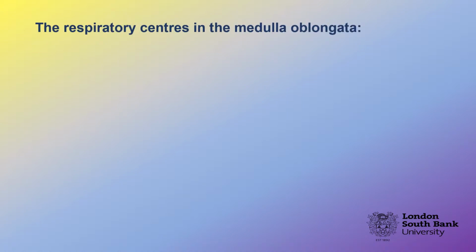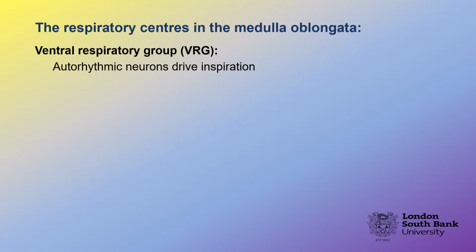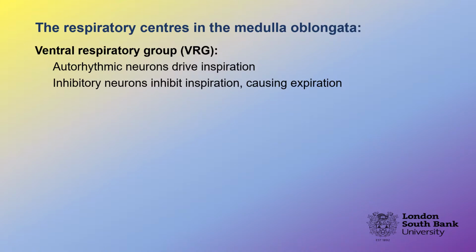So within the medulla, we can divide the respiratory centers into two parts, really. The ventral respiratory group we've just talked about at the front in the medulla. This is where we have these autorhythmic type neurons that drive inspiration, our pre-Botzinger complex. We also have inhibitory neurons, this is our Botzinger complex, that inhibit inspiration. And of course, when that happens, it causes expiration.